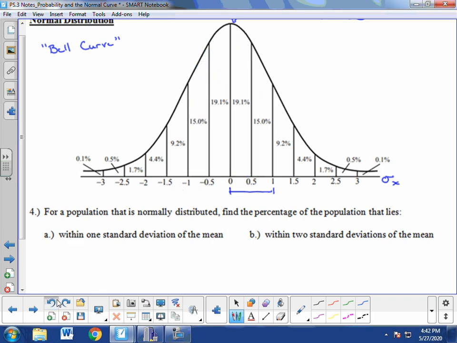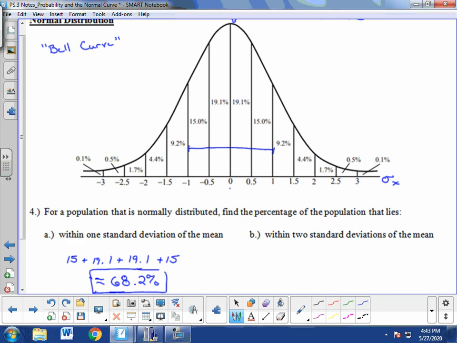So what I would do here is add in all of these percentage values. So 15 plus 19.1 plus 19.1 plus 15. This would be approximately 68.2%. So when data is normally distributed, or fits a perfect bell curve, if you will, 68.2% of the data is within one standard deviation of the mean.